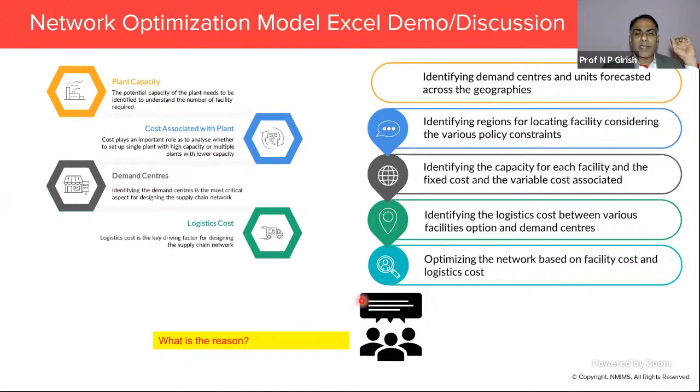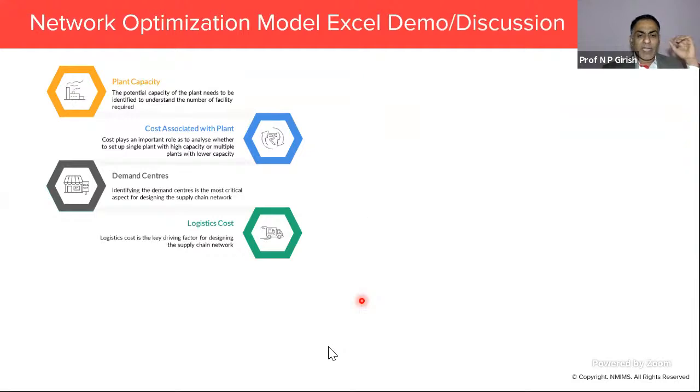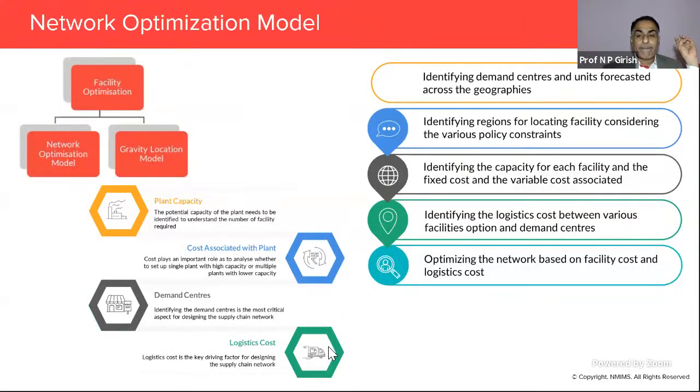We'll take a look at the Excel now. Any questions so far? Are we clear with the concept? Conceptually, are we good? Are we okay with the concept? Okay, good. Anyway, when we take a look at Excel, it might be all the more clear.